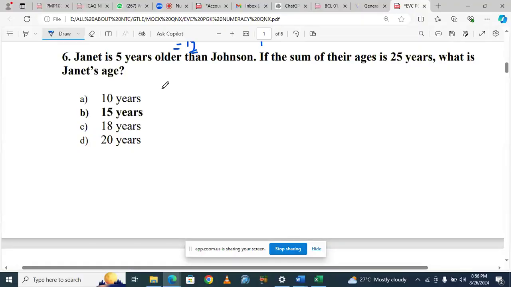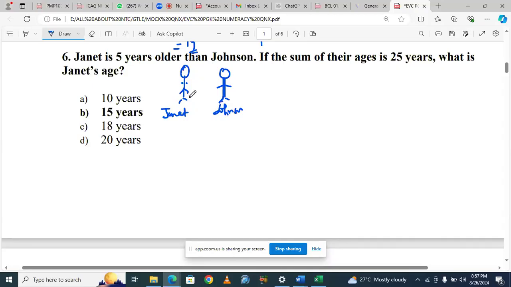Okay. Here, I would also expect that you read the question and break it down. Don't try to read all the questions at once. Read the question word by word and try to explain it one after the other. Now, Janet is 5 years older than Johnson. So here is Janet, and here is Johnson.